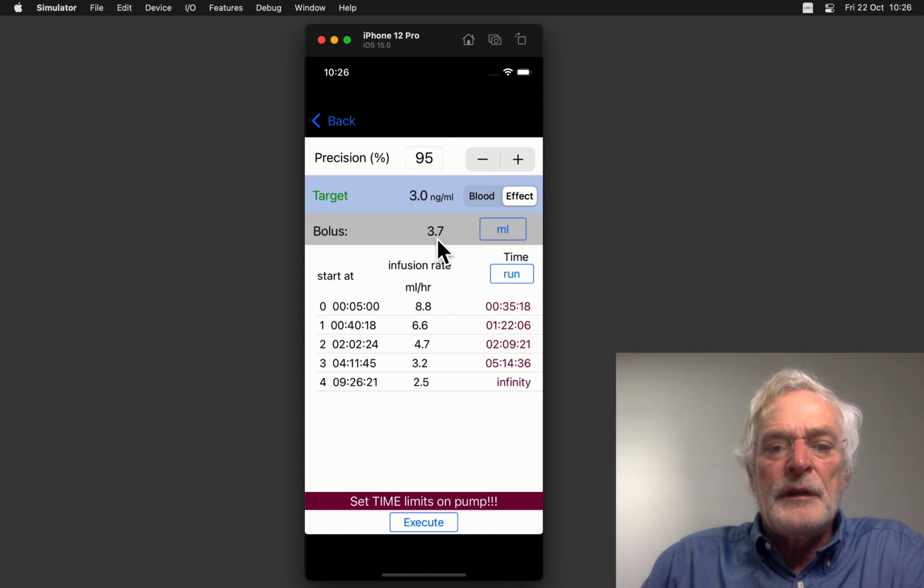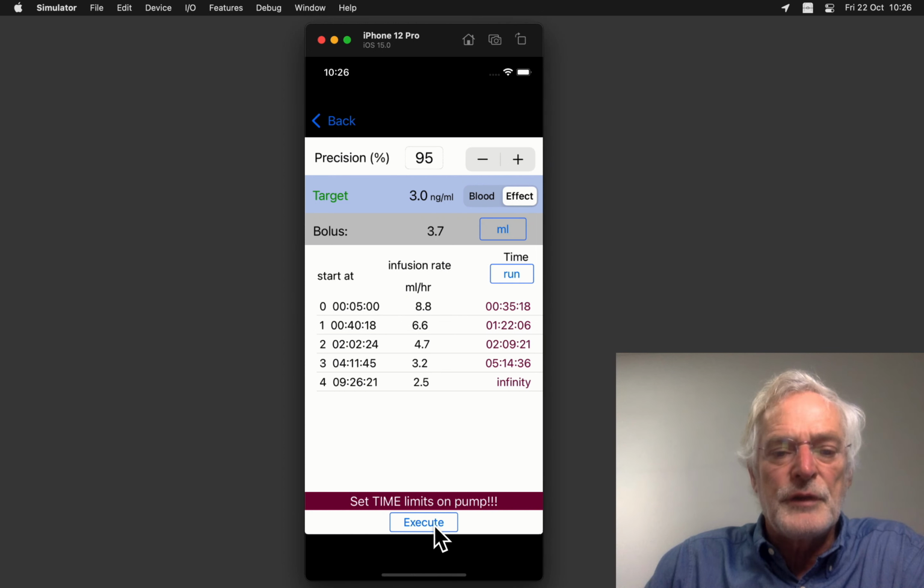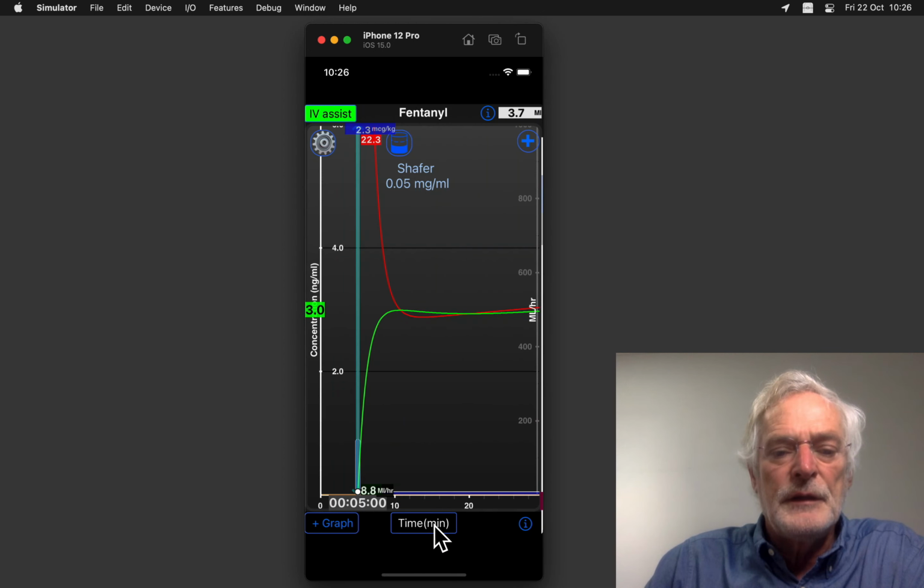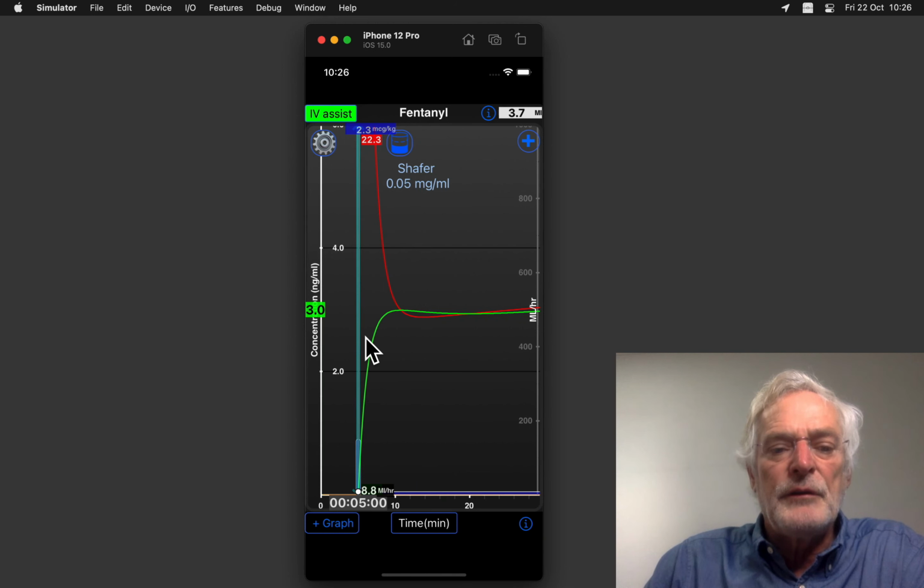I can look at the amount. This is given in mils. Let's change that to milligrams or micrograms per kilogram. And I can execute this scheme to see what happens with my concentrations. And this is the resulting concentration of this dosing scheme.